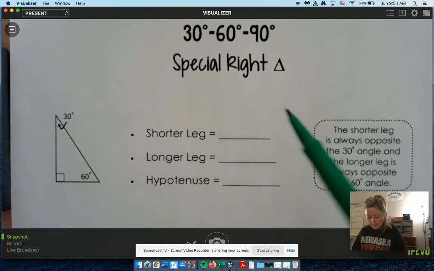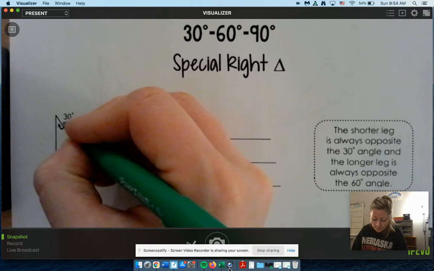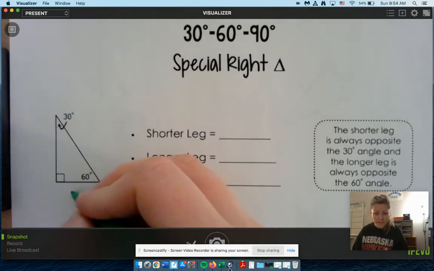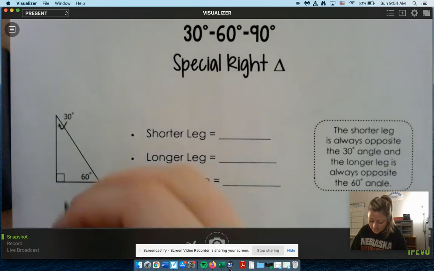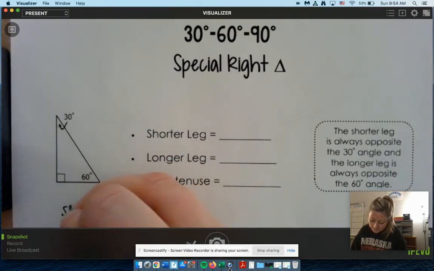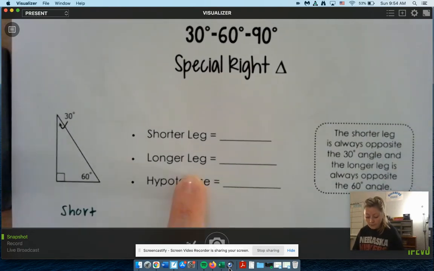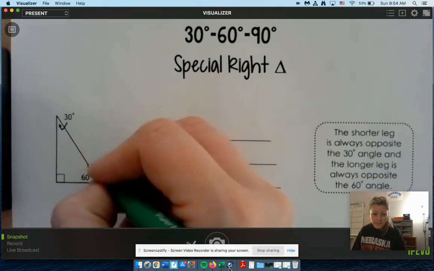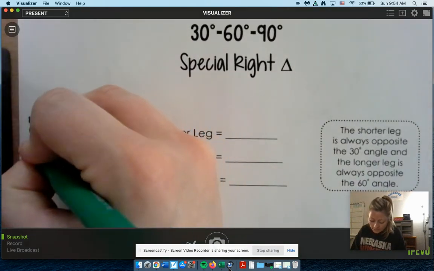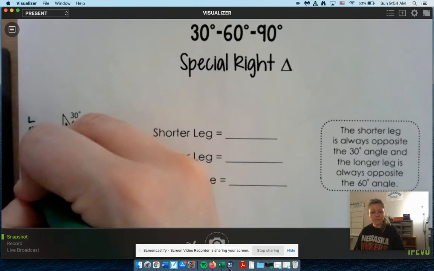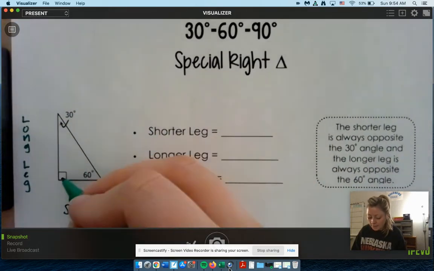So in this triangle here, your short leg is always going to be across from that 30-degree angle, which should make sense, right? Your shortest side will be across from your smallest angle. So we're going to call this guy our short. Your longer leg is across from your 60-degree angle. So that's right here. Long leg. And then, of course, our hypotenuse is always across from that right angle. So hype.